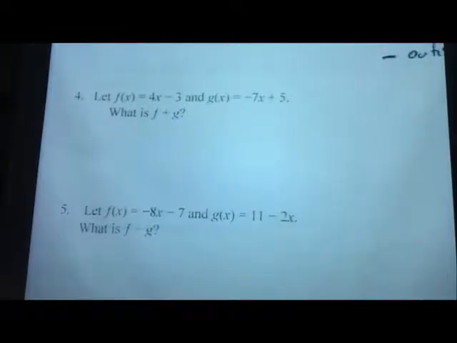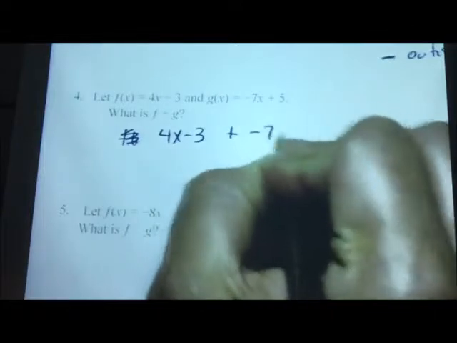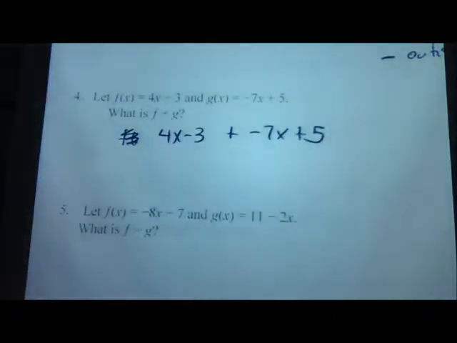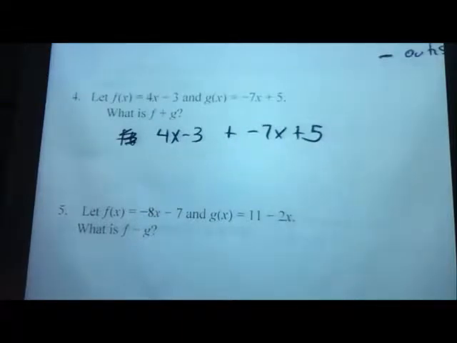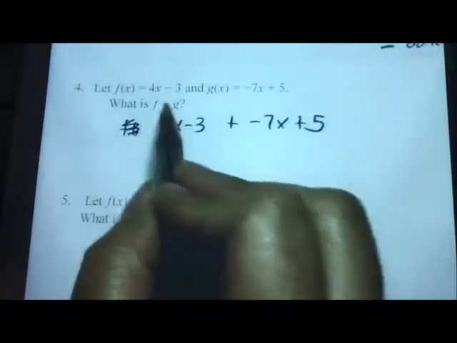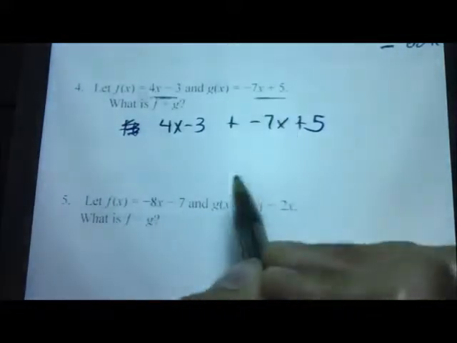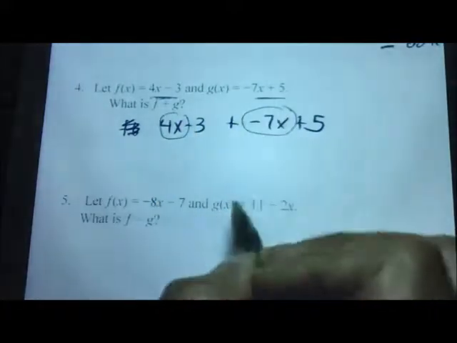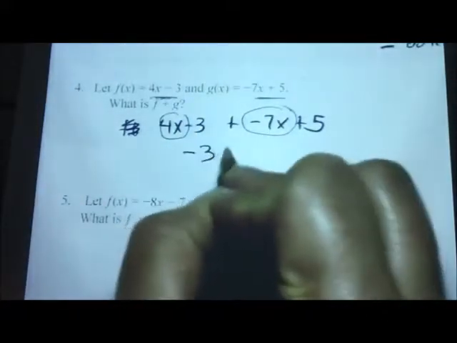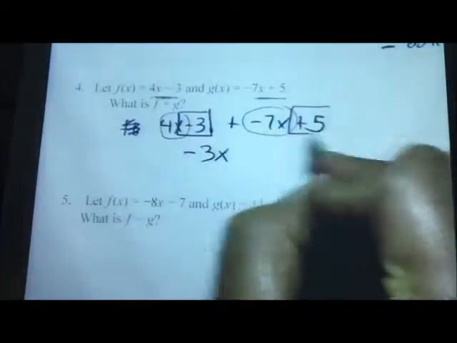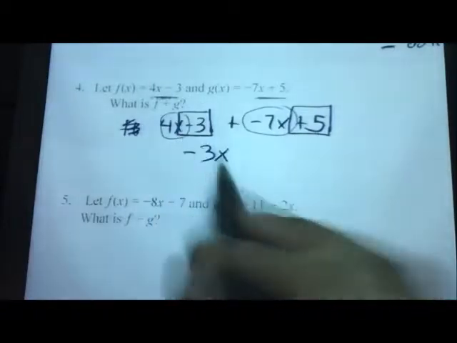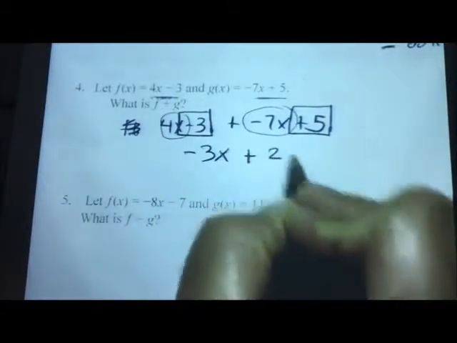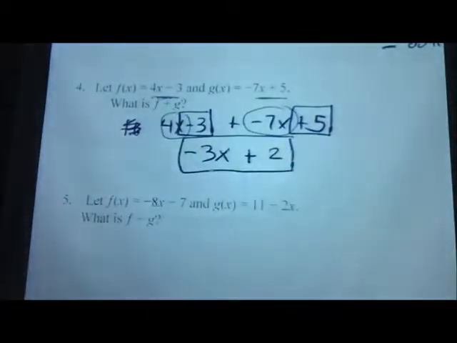Number 4 is asking for you to add your functions. So by now you guys should have worked these out. Me going over them is just to make sure, so you can check your work, fix it if it's incorrect, because next time we see each other you will be taking your beautiful final. So when you're adding, we just write down the first function plus the second function. We combine our x's. So what is 4x plus a -7? Since they're different signs, we subtract: -3x. Then we have a -3 plus 5. 5 minus 3 is a +2. And that's your final answer.